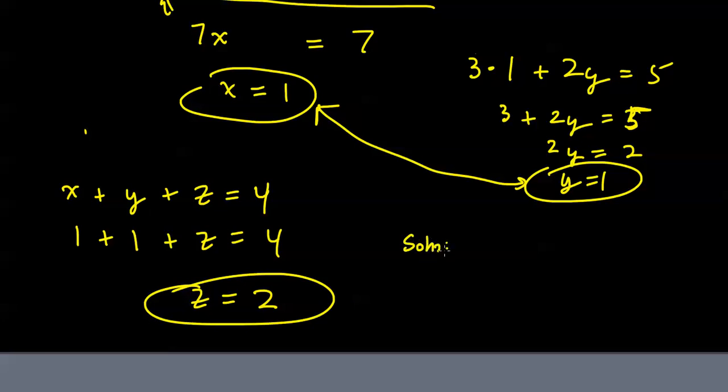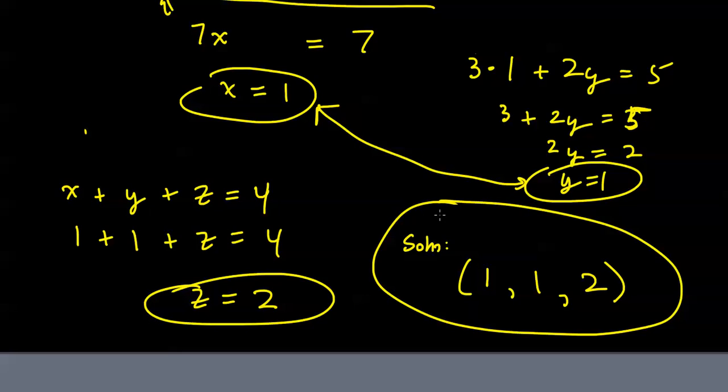And again, the author would probably put the answer in ordered triplet form: x value, then y value, then z value. So the ordered triplet 1, 1, 2 solves the system. One more, we'll call it a day. This one's a little tougher, so let me get a new layer.